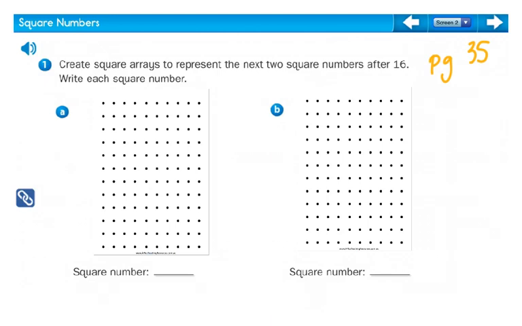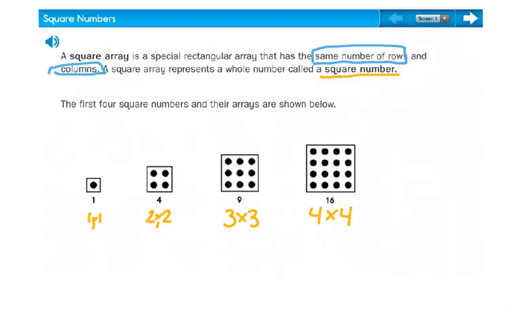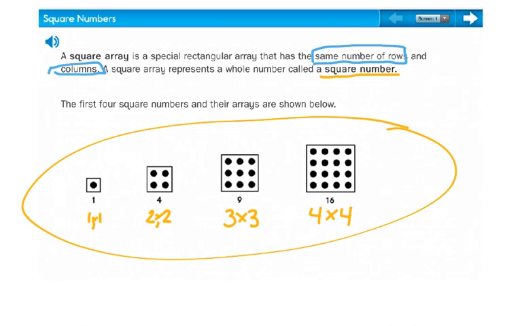it says at the top, square numbers. That's what we're working on today. A square array is a special rectangular array that has the same number of rows and columns. A square array represents a whole number called a square number. The first 4 square numbers and their arrays are shown below, and that's what we saw right here.